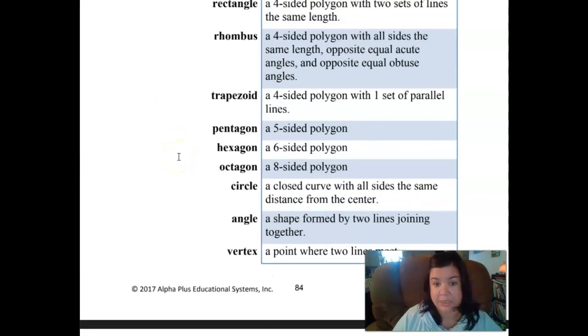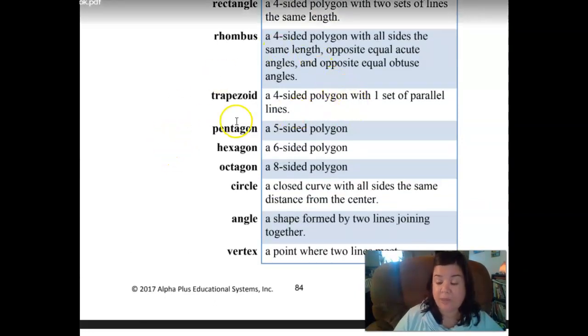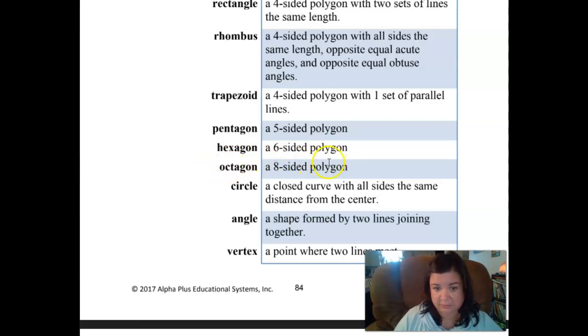A trapezoid. Ooh, we did a lot with trapezoids last time, didn't we? So it's a four-sided polygon with at least one set of parallel lines. We have a pentagon. It's a five-sided polygon. And a hexagon is a six-sided polygon. And then the octagon is an eight-sided polygon. So penta means five, hexa means six, octa means eight. That's how you remember those. Circle, it's a closed curve with all sides the same distance from the center. So it's zero sides, zero angles, just a circle.